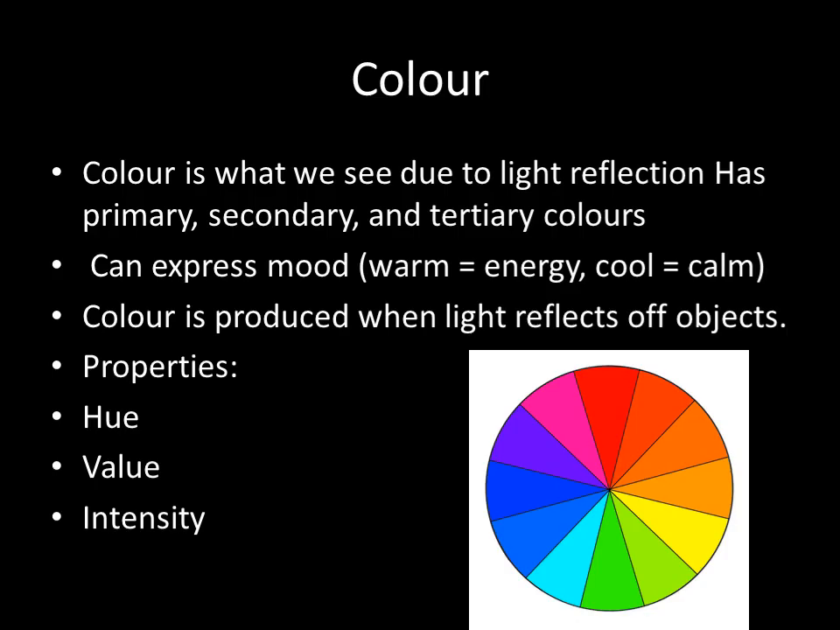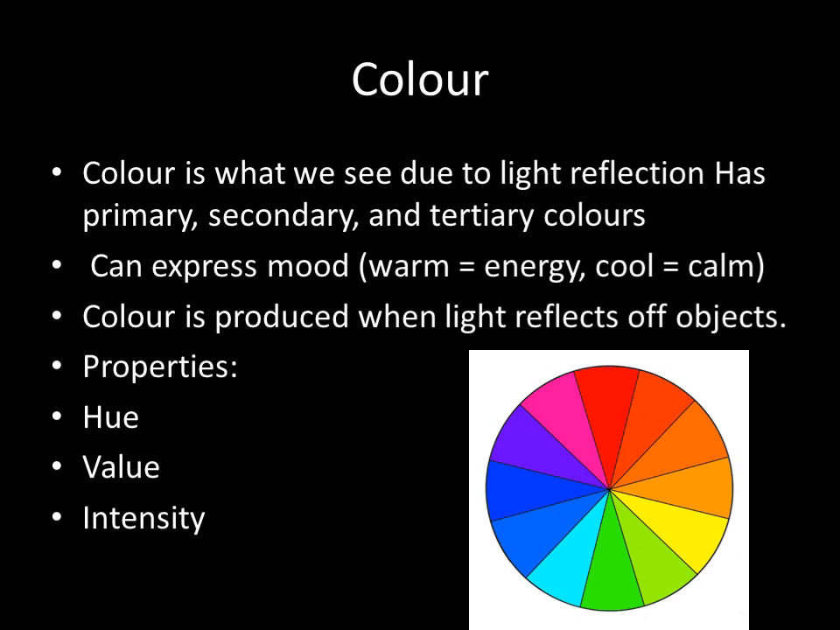And from primary colors, we build secondary colors. For example, red and yellow give us the secondary color, that is orange. Then color can be used to express mood. Warm equals energy, and cool usually expresses calm. So color is produced when light reflects off objects.